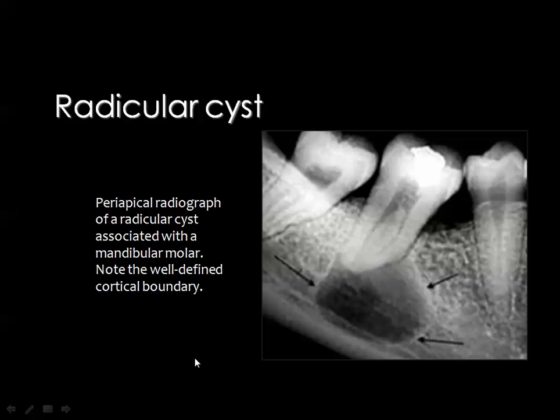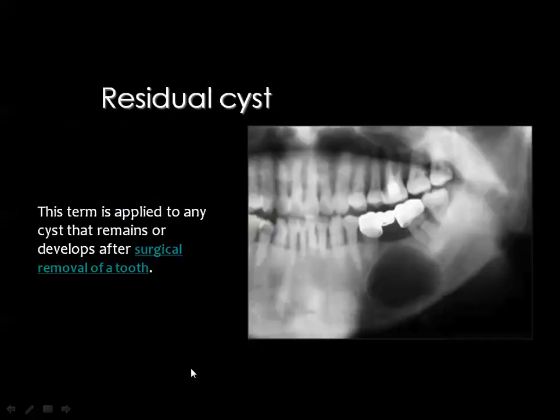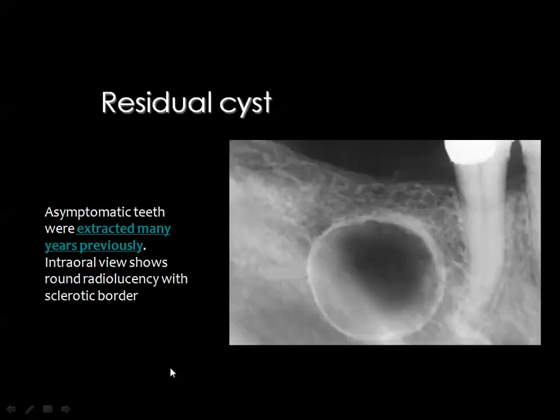Then the residual cyst applies to any cyst that remains or develops after surgical removal of a tooth. Here you see a cyst after removal of a tooth, and you may say that this is a residual cyst, and this is also an example. You see the missing teeth here, and this is a residual cyst.